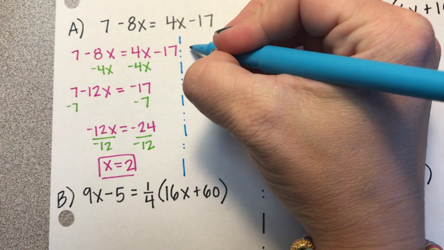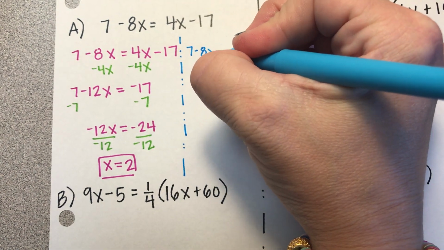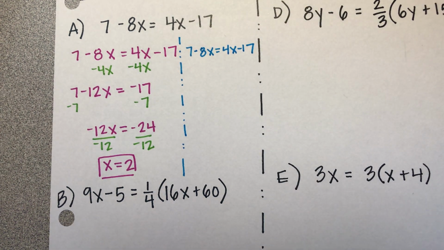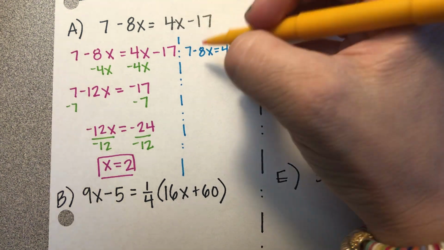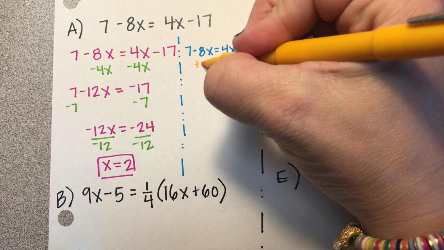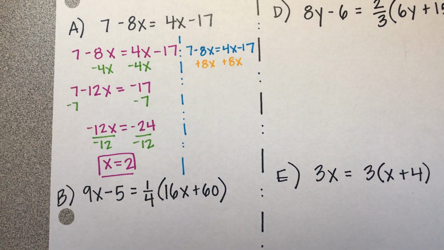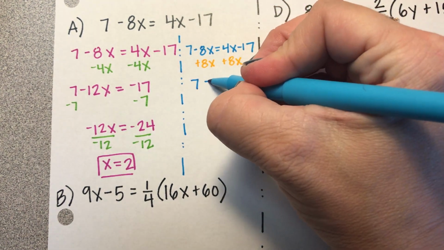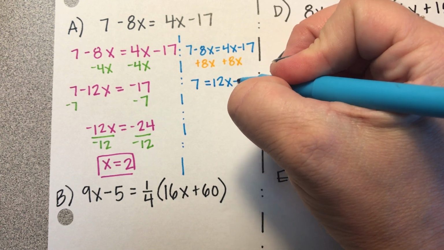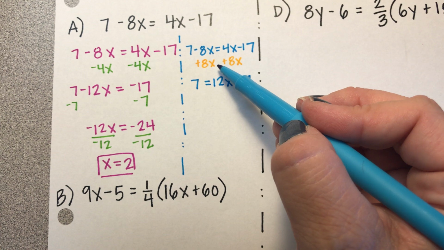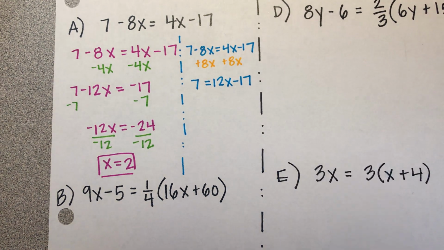Okay, we're going to solve the exact same equation. 7 minus 8x equals 4x minus 17. But this time I'm going to get rid of the variables that are on the left side. So in this case, I don't want this subtracting 8x. So I'm going to add 8x to both sides. So what that leaves me with is 7 equals 12x minus 17, right? I got rid of this subtracting 8x by adding 8x to both sides.